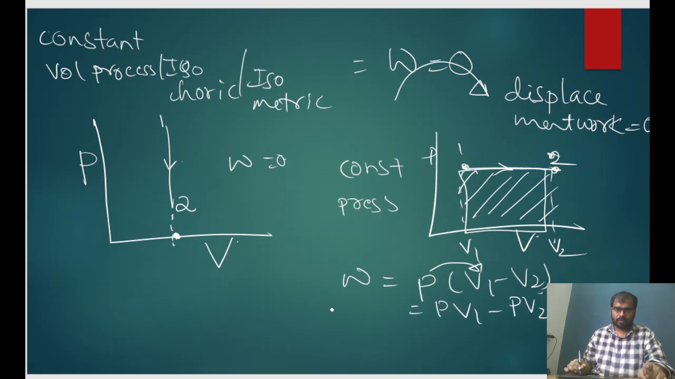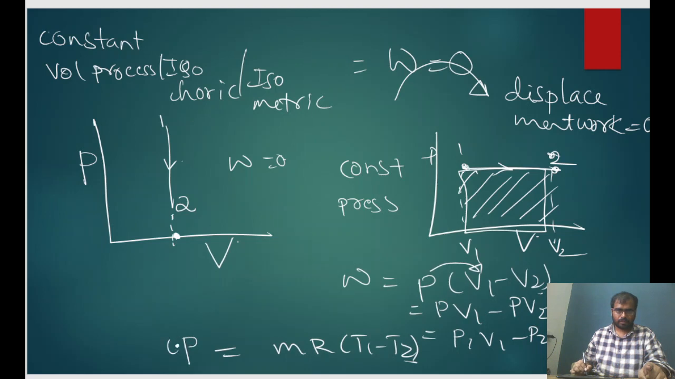Here the pressure is constant, so we can take P equal to P1 equal to P2. So P1 V1 minus P2 V2. You know the one formula, PV is equal to MRT. So it is MR (T1 minus T2). This is the formula for constant pressure process work done. Okay, moving on to the next slide.